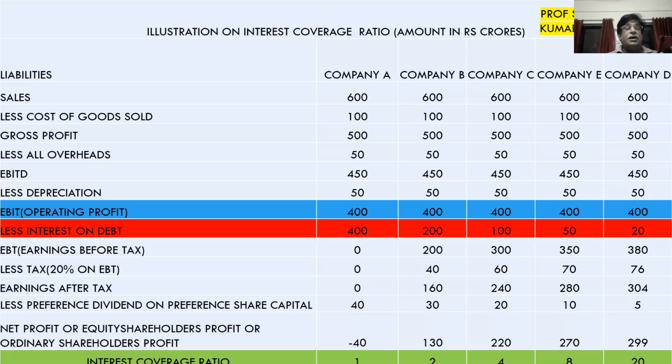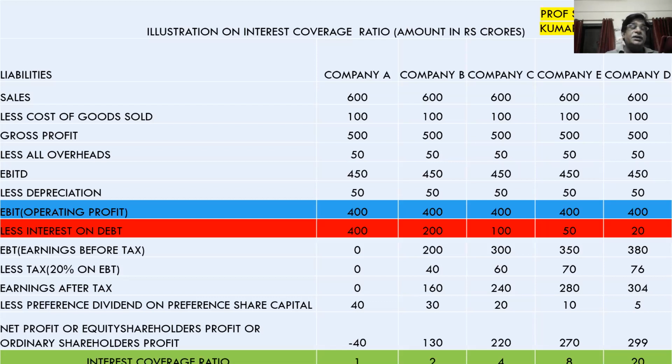Less other expenses like office overheads, administration overheads, and selling and distribution overheads of 50 crores. This is called EBITDA, earnings before interest, tax and depreciation. It means the profit you have earned, but you still have to pay interest and tax, and show depreciation expenditure. This amount is 450 crores. Now from here, I deduct 50 crores depreciation on all the machinery, and the amount is 400 crores, which is called EBIT, earnings before interest and tax.